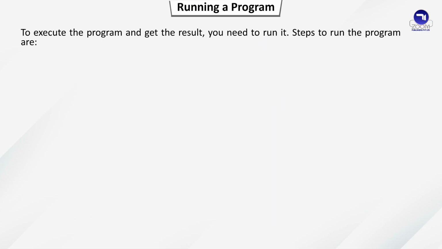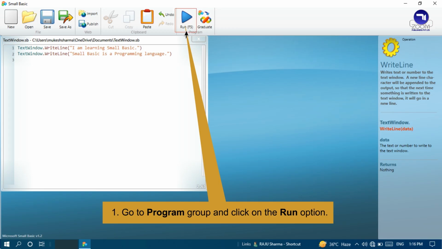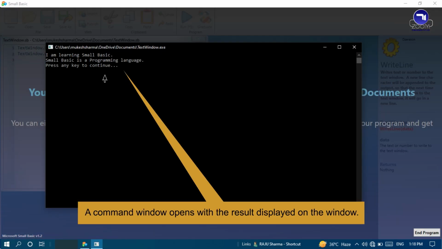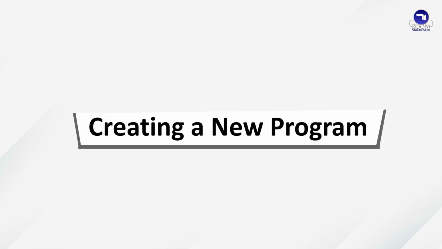Running a program. To execute the program and get the result, you need to run it. Steps to run the program are: go to Program Group and click on the Run option. A command window opens with the result displayed on the window. Shortcut key. A shortcut key to run a program is F5.